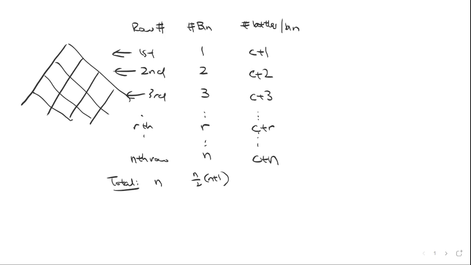So in other words, in each particular bin, putting it in the diagram, I'm going to have c plus 1 bottles here in each bin. I'm going to have c plus 2 bottles in each bin. I'm going to have c plus 3 in each bin, and so on.